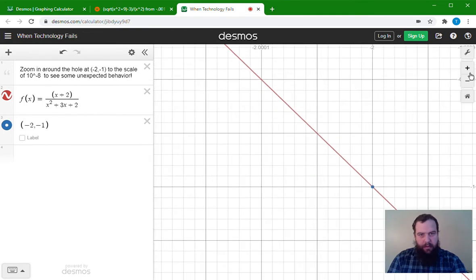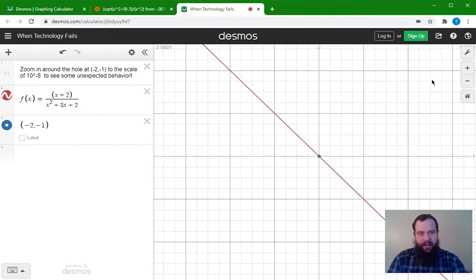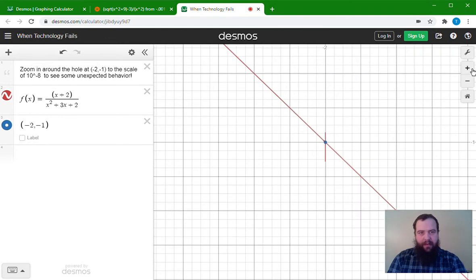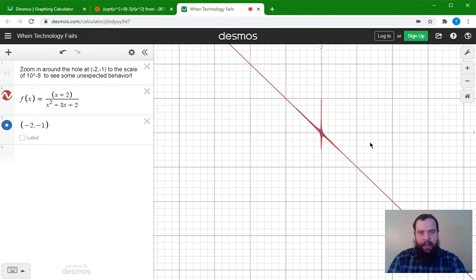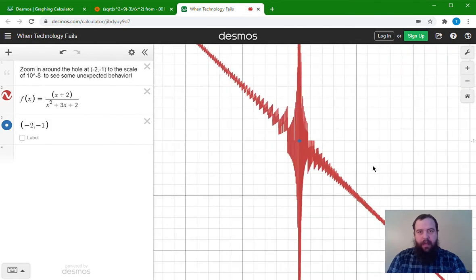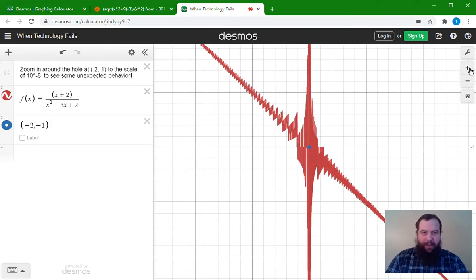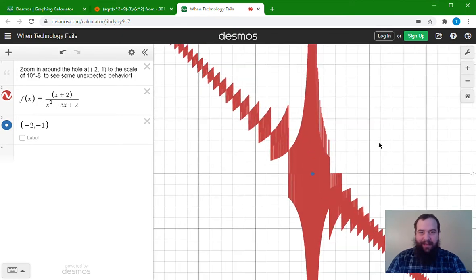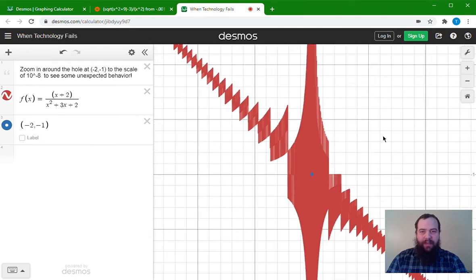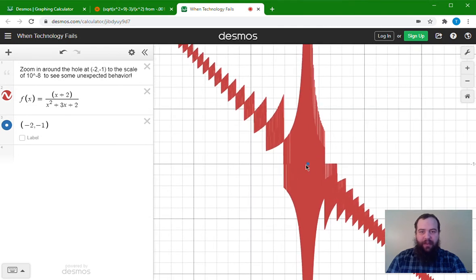We have to zoom in very, very closely. But as we can see, things are already starting to go a little bit awry. And as we get closer and closer, something really strange is happening here. This is definitely not what we expected to find when we zoomed in on this point here.